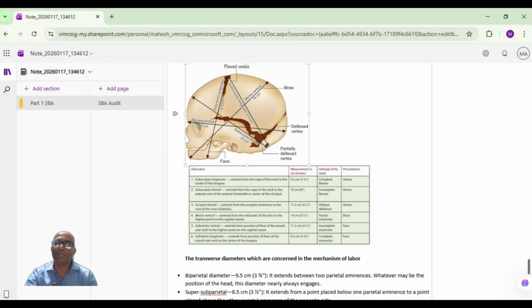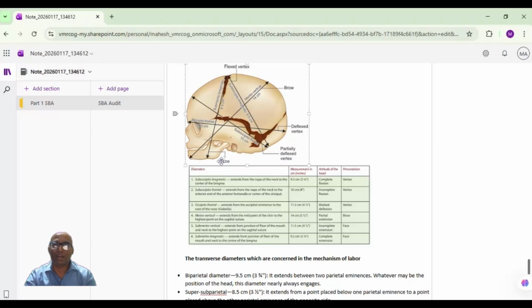In the face, you also have two diameters. The submentobregmatic extends from the junction of the floor of the mouth and neck to the center of the bregma. This is again 9.5 centimeters. So we have two: one in the face presentation, the submentobregmatic, and the suboccipitobregmatic. Both are 9.5.